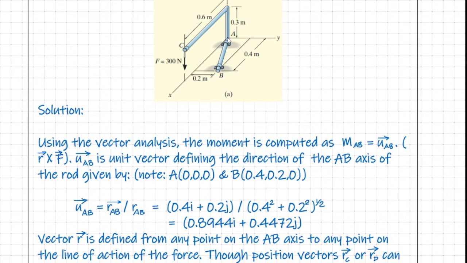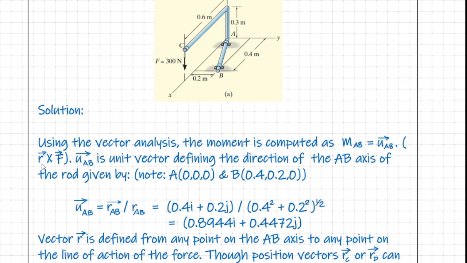Please remember that the origin of this Cartesian system is placed at the point A, so its coordinates will be 0, 0, 0, and B has coordinates of 0.4, 0.2, and 0. Accordingly, we can easily obtain the unit vector along AB as the position vector directed from A to B divided by the magnitude of this position vector, which is 0.4i plus 0.2j divided by its magnitude, square root of 0.4 squared plus 0.2 squared. That is 0.8944i plus 0.4472j. So we established the first term.